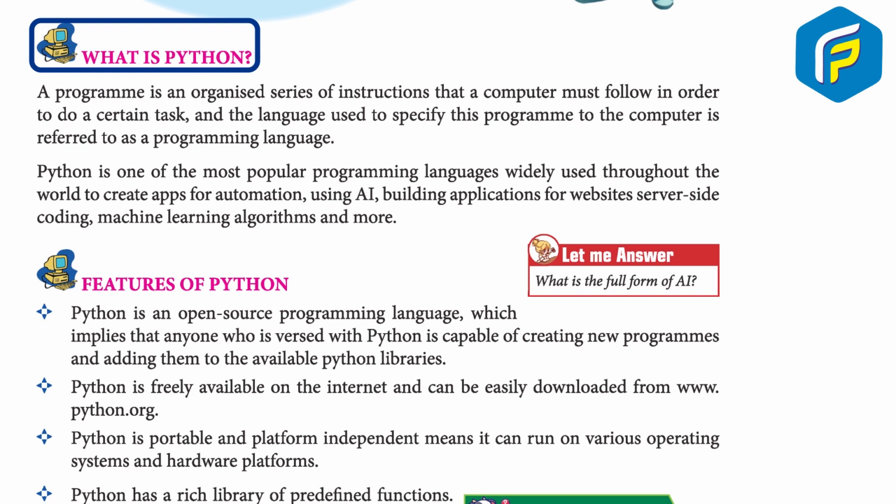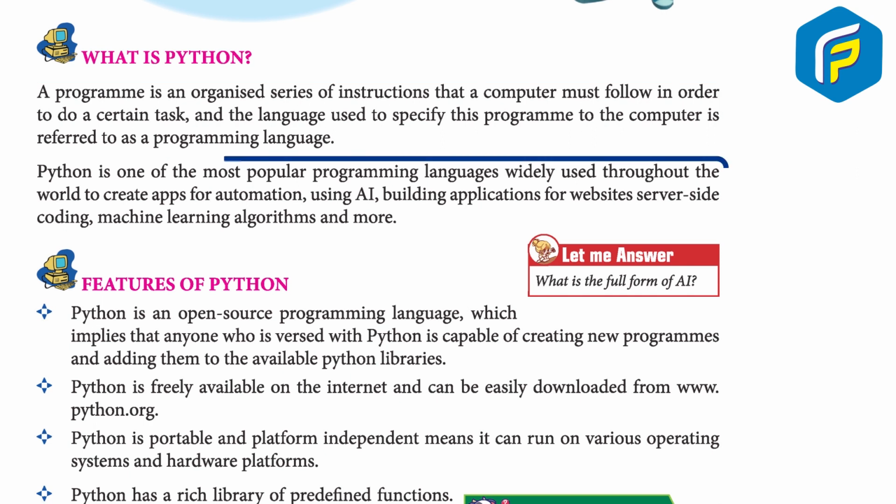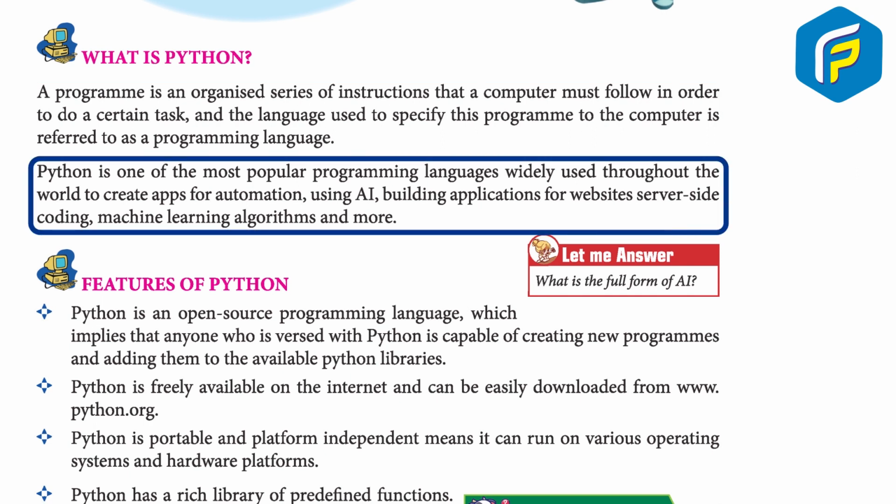What is Python? A program is an organized series of instructions that a computer must follow in order to do a certain task, and the language used to specify this program to the computer is referred to as a programming language. Python is one of the most popular programming languages widely used throughout the world to create apps for automation using AI, building applications for websites, server-side coding, machine learning, algorithms and more.